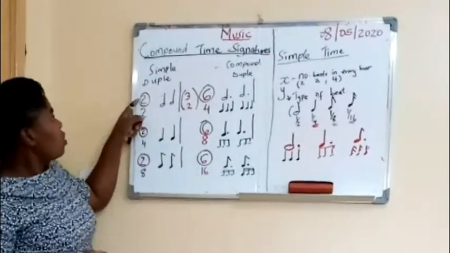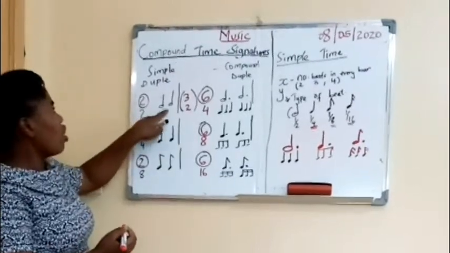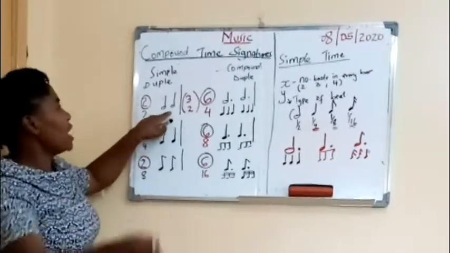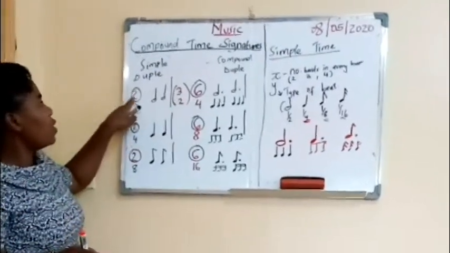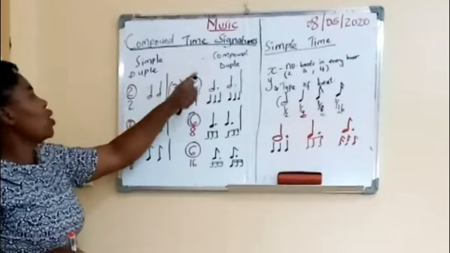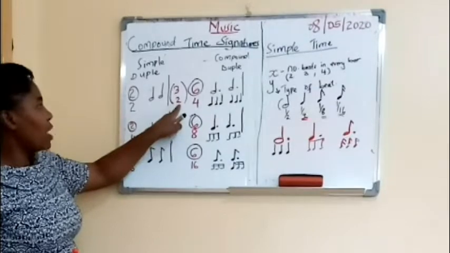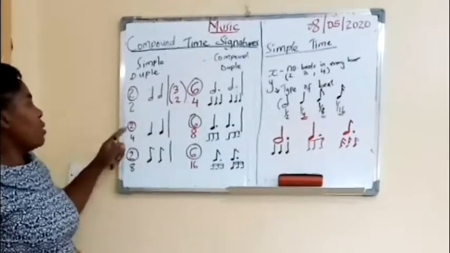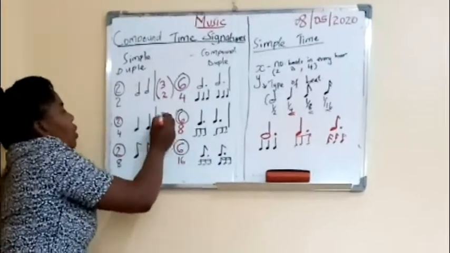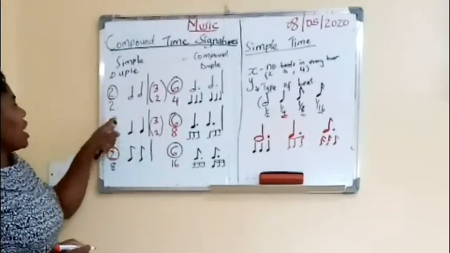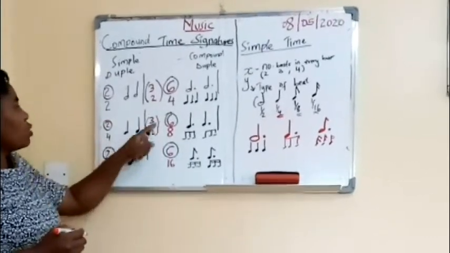So 2 minims. In compound time, it will be 2 dotted minims dividing itself into 3. So the top number is 2 multiplied by 3, you'll get 6. And 2 multiplied by 2, you'll get 4. The same case here. If you take 3, 2, so 2 times 3, remember 2 times 3 will be 6 and 4 times 2 will be 8.